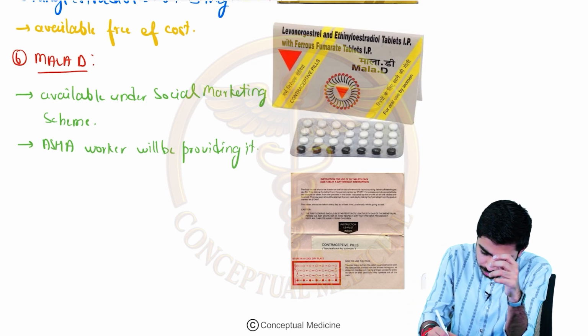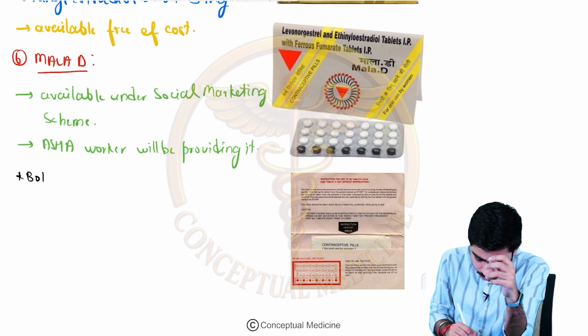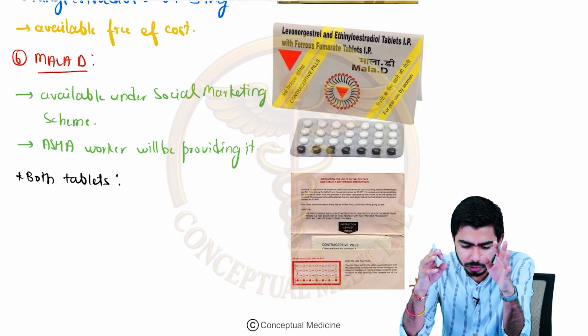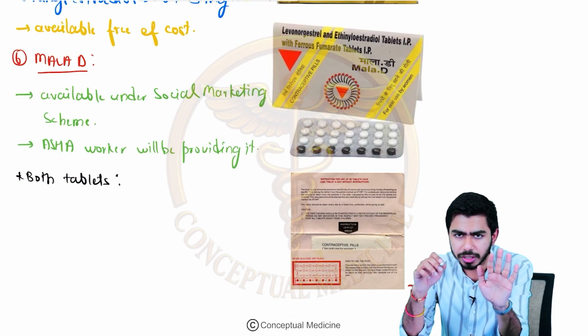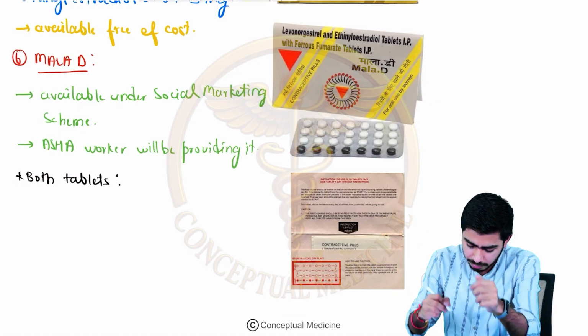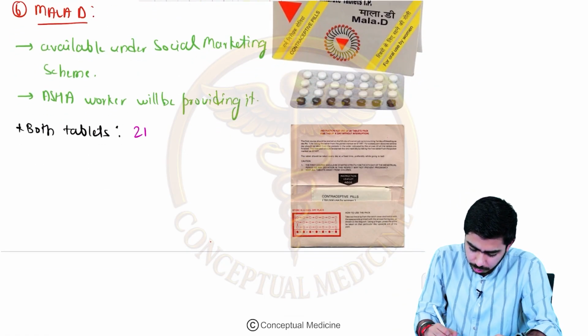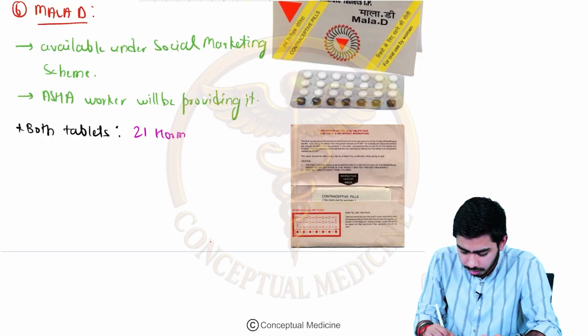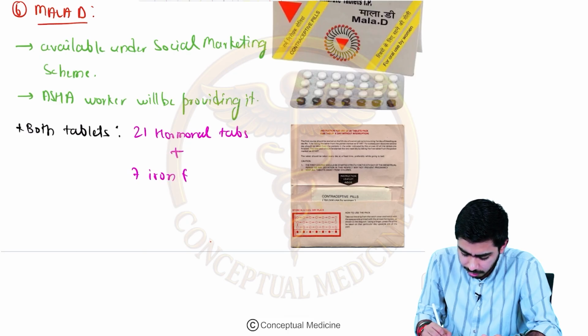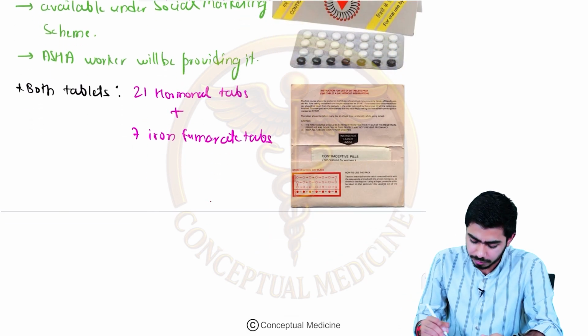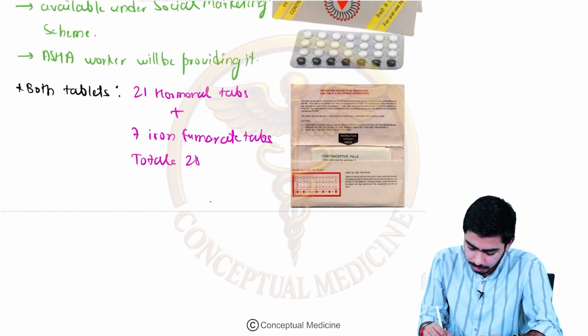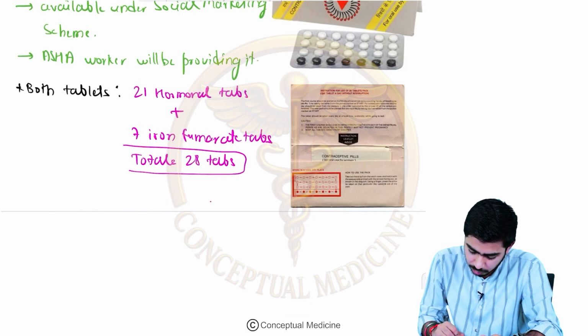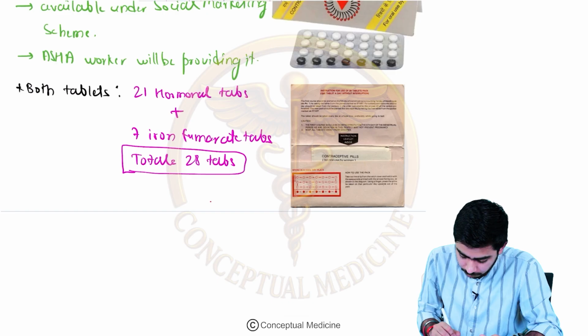Both of these tablets, guys, are containing what? I told you estrogen, progesterone, I told you the composition also, but both tablets are containing the 21 hormonal tablets and the 7 iron fumarate tablets. The 21 hormonal tablets are the combination of estrogen and progesterone. With that, 7 iron fumarate tablets are there. So total how many tablets we are having? We are having the 28 tablets. That is very important for us to know.